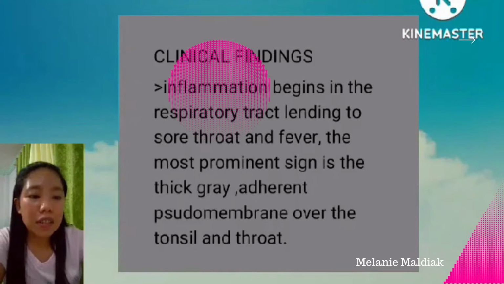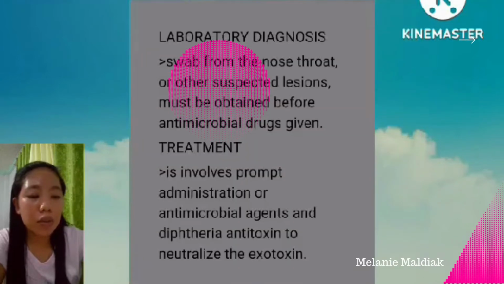Clinical findings. Inflammation begins in the respiratory tract leading to sore throat and fever. The most prominent sign is the thick gray adherent pseudomembrane over the tonsil and throat. Laboratory diagnosis. Swabs from the nose, throat, or other suspected lesion must be obtained before antimicrobial drugs are given.